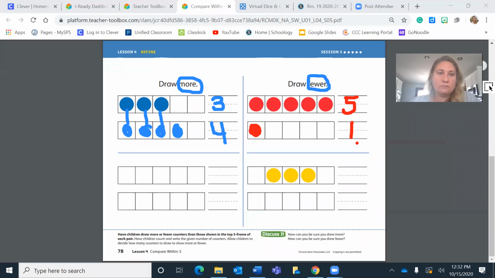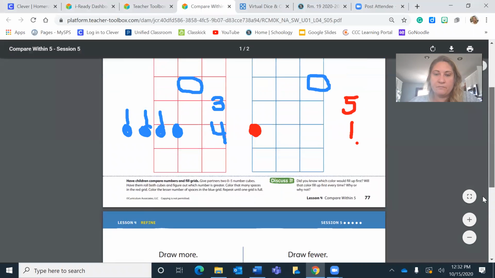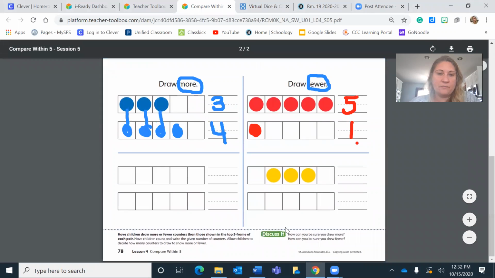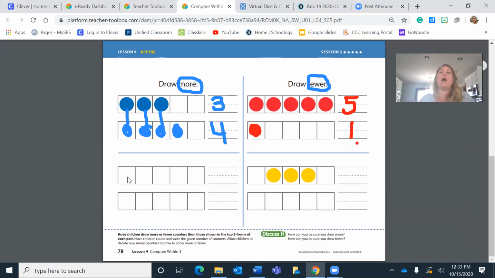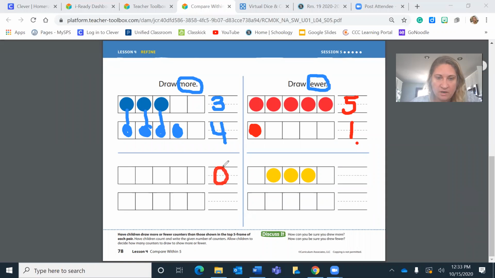Move it down a little bit, oops. Wrong way. There we go. So here I have 0. 0 means nothing, but I need to draw more than 0. Okay, first I'm going to write my 0, my number 0. 0, meaning nothing. There is nothing here. Nothing to count, 0, but I need more. So any number higher than 0 will work. So I'm going to draw 2.